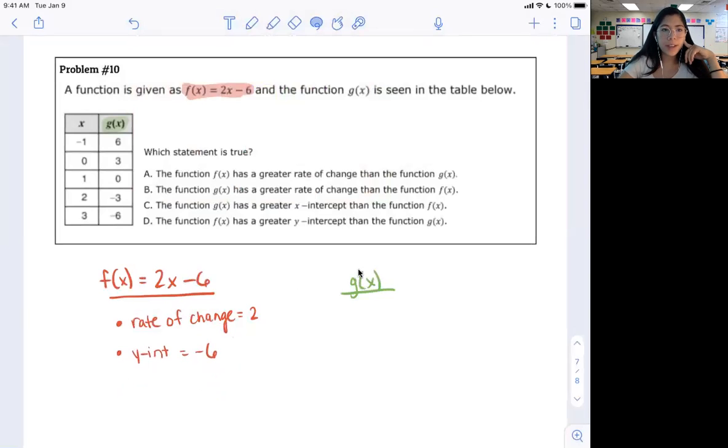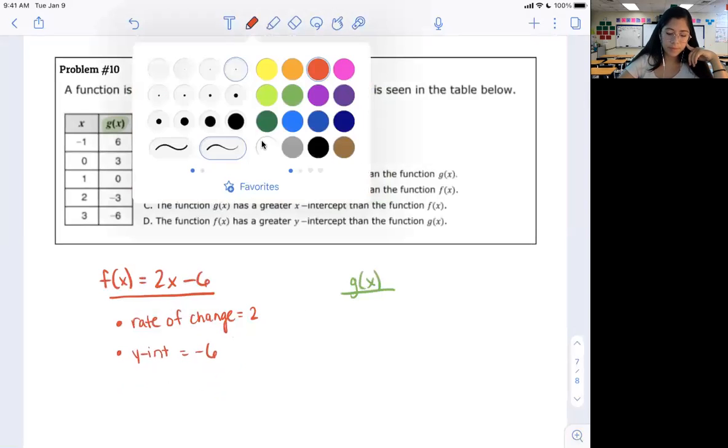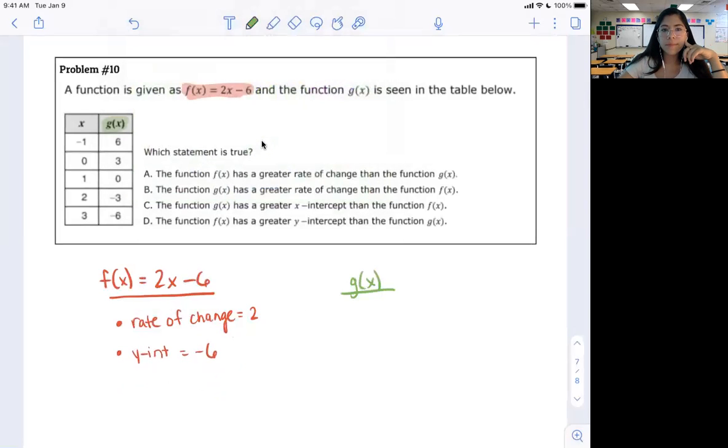Then for g of x, what do I know from the table? The y-intercept is 3. The y-intercept is 3, good. So remember, for y-intercept, you always look at where x equals 0. What else do I know? Jara is saying in the chat, the x-intercept would be 1, because now I look at where g of x equals 0. That's going to be my x-intercept.